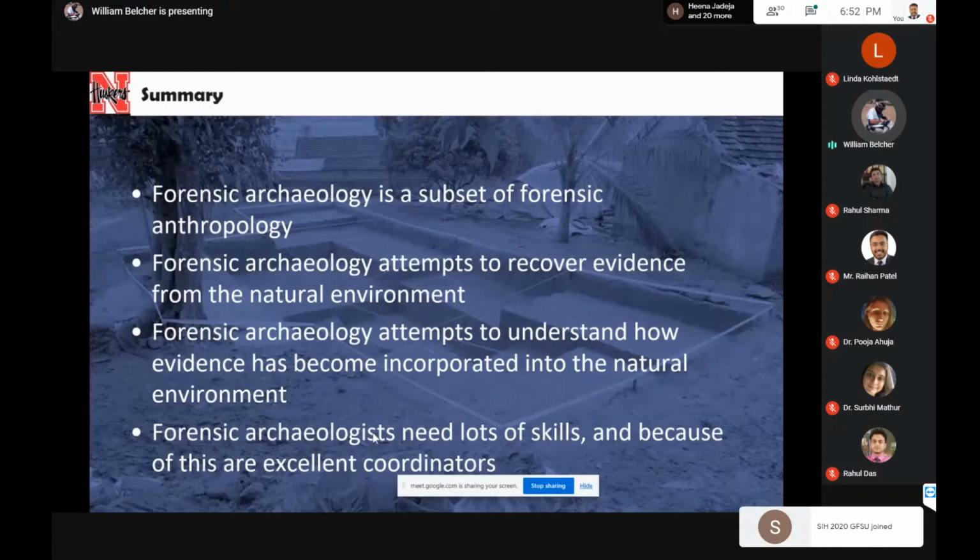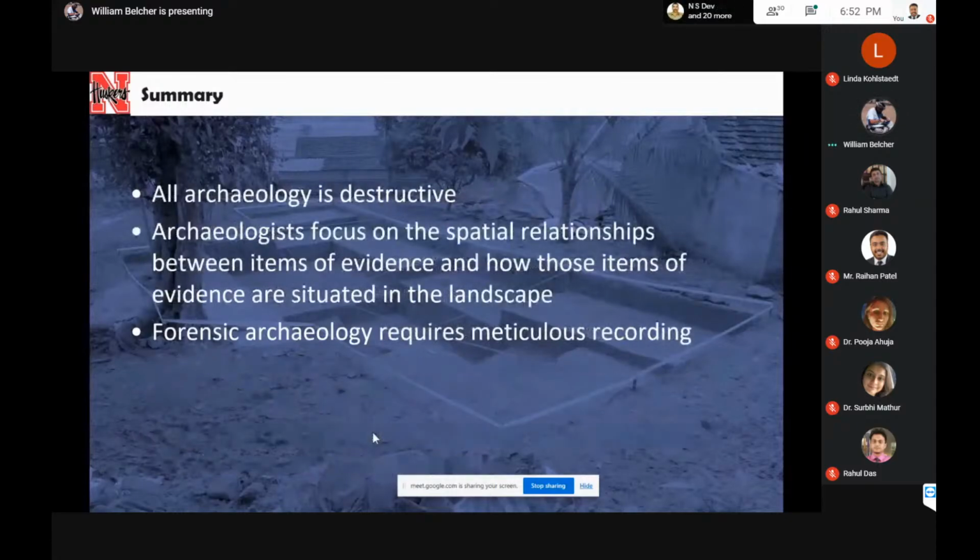And then forensic archaeologists also need lots of different skills. Because of this, we tend to be excellent coordinators. And I know that there are a lot of excellent coordinators out there listening right now. Again, to emphasize that all archaeology is destructive. And archaeologists focus on the spatial relationships between the items of evidence and how this evidence is situated on or in the landscape.